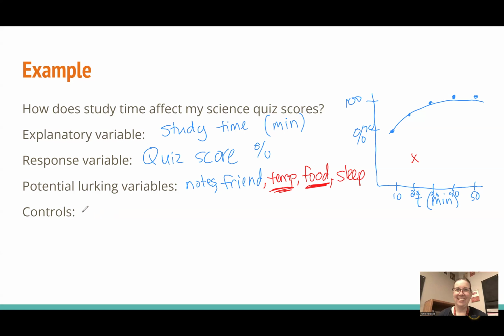So anything that you can do to take these, a control is like getting rid of a lurking variable by getting it under control. So let's say we were also at retreat and we made sure that every person got the same amount of sleep. Those are examples of controls. Then you might say, well, if a different person's taking the quiz, then you have all these other lurking variables, and that's true.